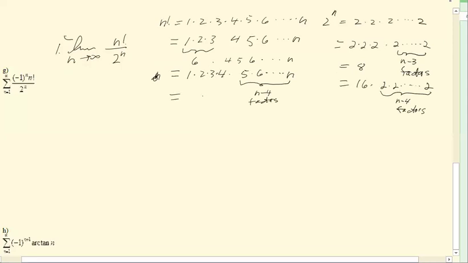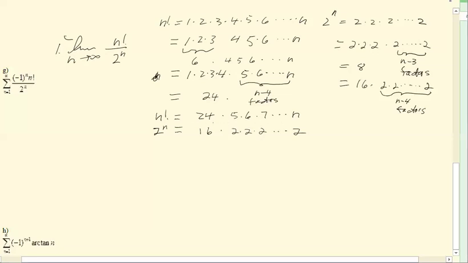Okay, so what we have is a 2, 6, 24 times this number here, 5, 6, 7. So when you compare these two, we have n factorial equal to 24, and then 5, 6, 7 out to n, and you have 2 to the n equal to 16 times 2, 2, 2, all the way out to the n. And these are the same number of factors, n minus 4.